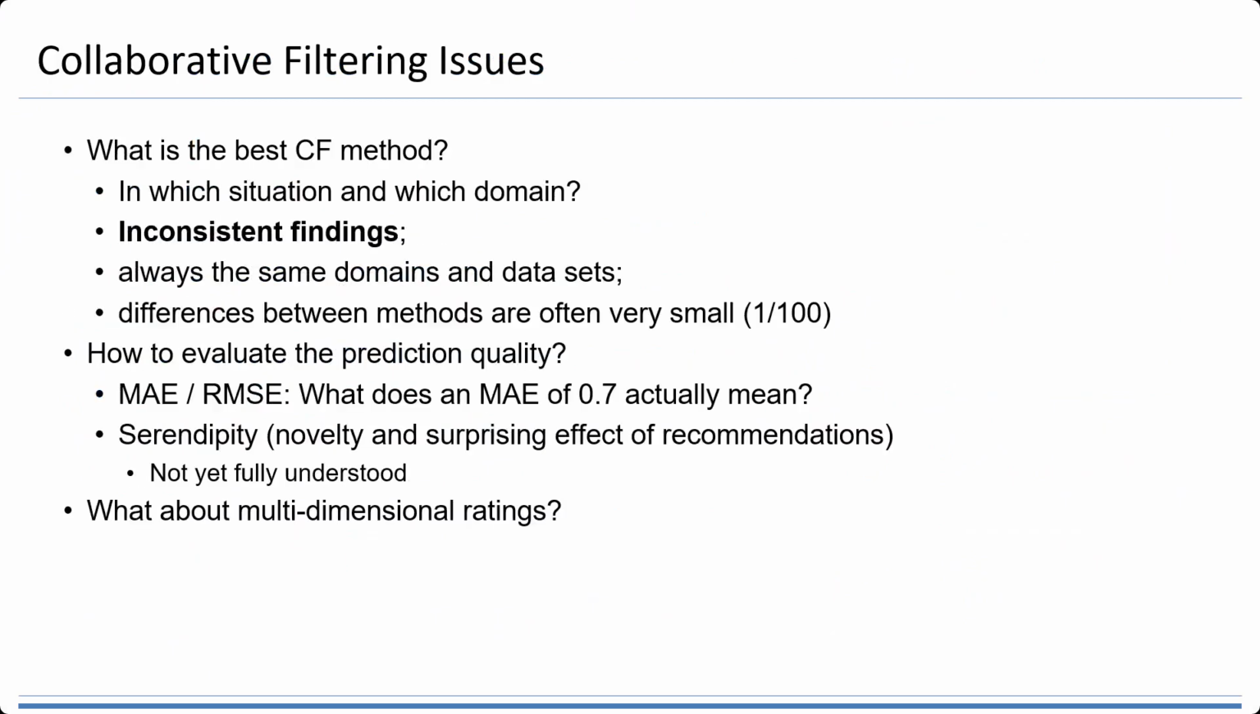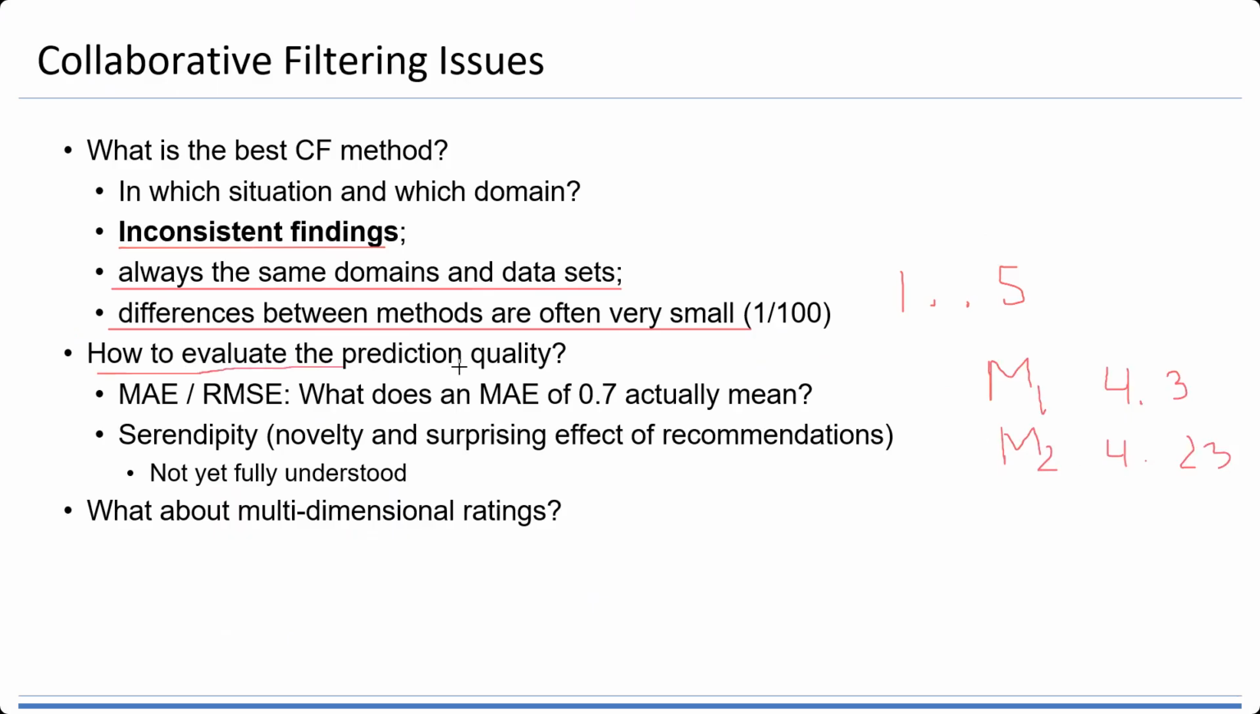So the question is, what is the best collaborative filtering? There is no best method. There is no one-fits-all method. So in which situation, in which domain? And sometimes there will be some inconsistent findings. If you have the same domain and the same data set, of course the result will be almost similar. And differences between methods are often very small because we use only ratings. If the rating is from 1 until 5, of course the result will be very small. Method 1 maybe will give you 4.33, method 2 maybe will give you 4.23. So there is a small difference.